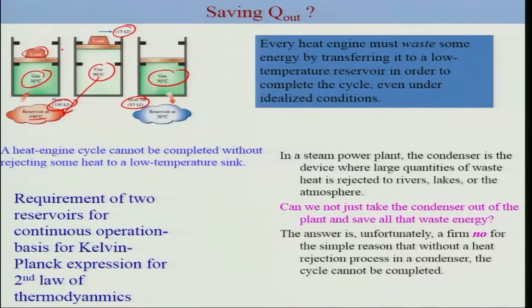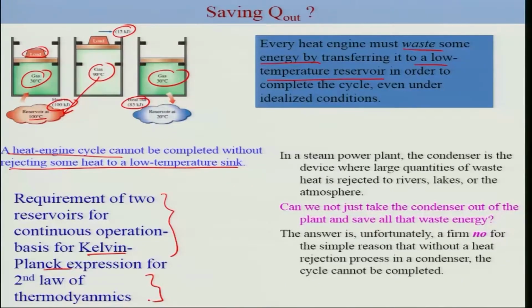Thus, every heat engine must waste some energy by transferring it to a low temperature reservoir in order to complete the cycle. Or in other words, we can say that a heat engine cycle cannot be completed without rejecting some heat to a low temperature sink. The requirement of two reservoirs for continuous operation is the basis for the Kelvin-Planck expression for the second law of thermodynamics. Okay, so we'll talk about this in the next lecture. We'll discuss more of this expression a bit later.